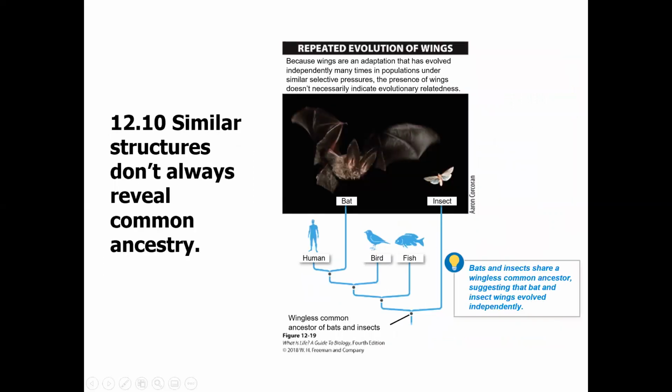So for making trees, morphological features are sort of the old-fashioned way of making trees, and using DNA evidence and sequencing is the newer way. And it's largely because similar structures don't always tell us if we have a common ancestor. Last week we talked about this a little bit with our bats and our insects. Both of them have wings through convergent evolution because they evolved similar structures due to similar environmental pressures, despite not being in the same actual environment.